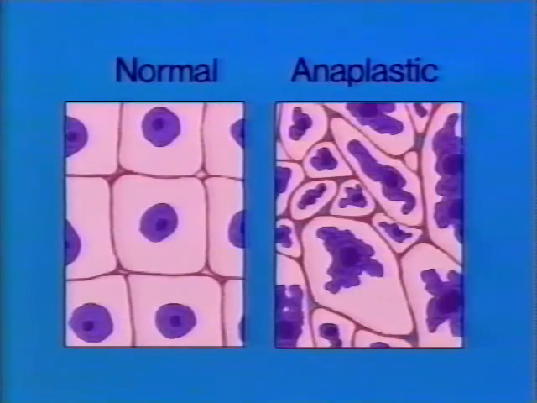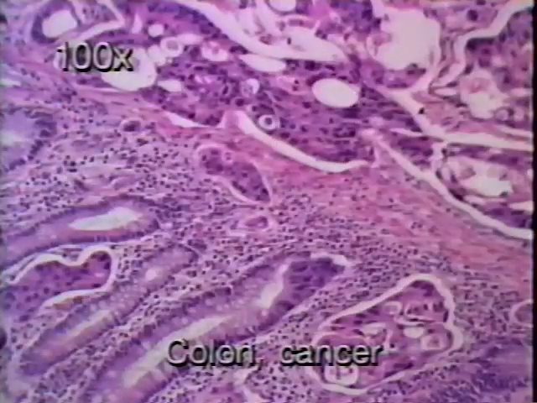The cytologic features of anaplasia include an increased nuclear cytoplasmic ratio, nuclear pleomorphism, clumping and increased staining of nuclear chromatin, and enlarged and increased numbers of nucleoli. This section shows juxtaposed normal and cancerous colonic mucosa.